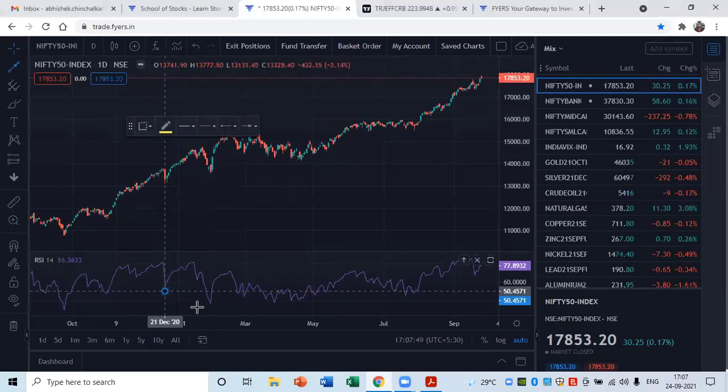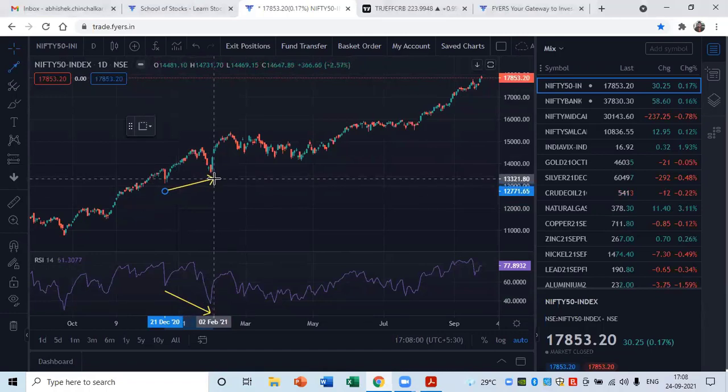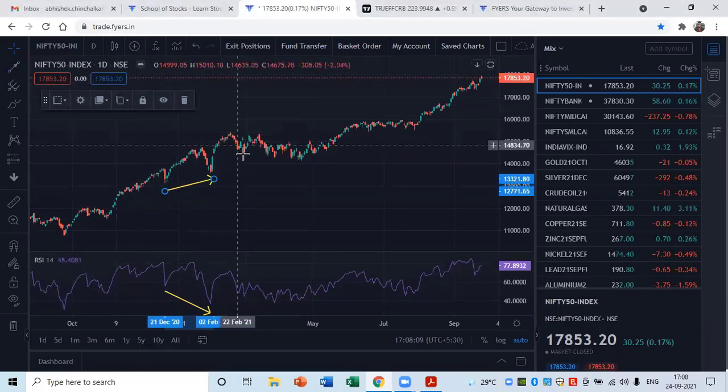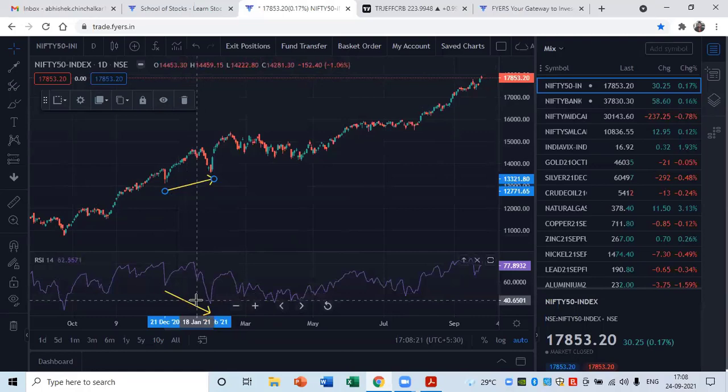So as you can see, there is a lower low in RSI, and that is coinciding with a higher low in the price of Nifty, and the unfolding move, as you can see, was very powerful. So the rally that followed was very powerful. You will spot many such securities where such hidden divergences occur.